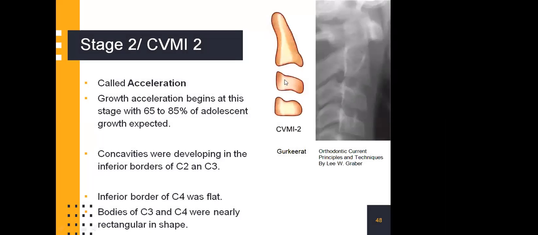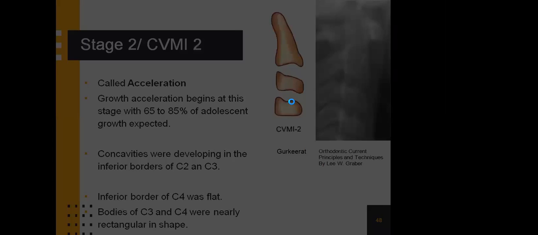Stage 2 is the stage of acceleration, where the growth acceleration begins at this stage with 65 to 85% of the adolescent growth expected. And in this stage, the concavity starts developing in the inferior border of C2 and C3. However, the inferior border of C4 remains flat, and the bodies of C3 and C4 are nearly rectangular in shape.